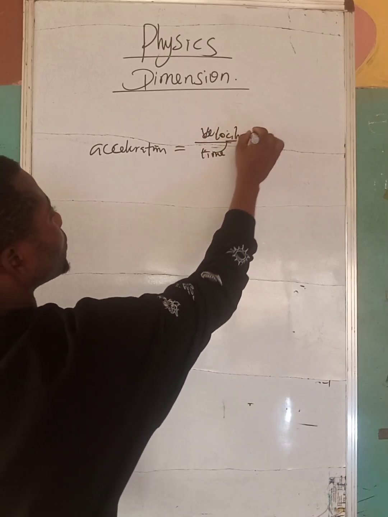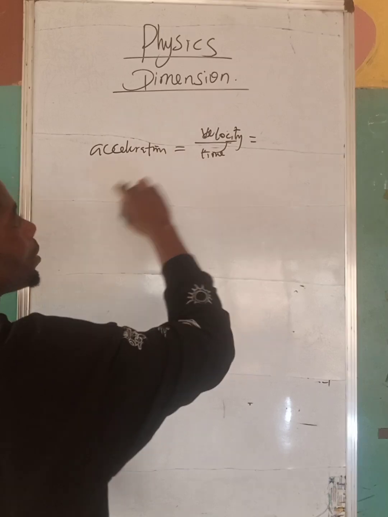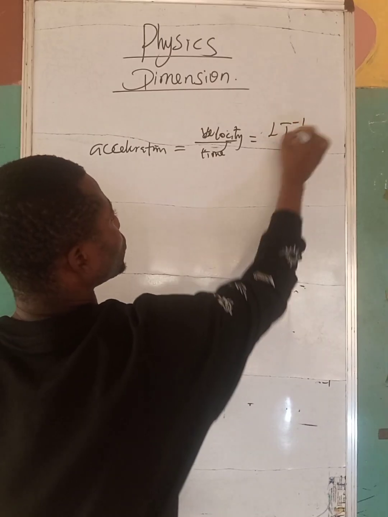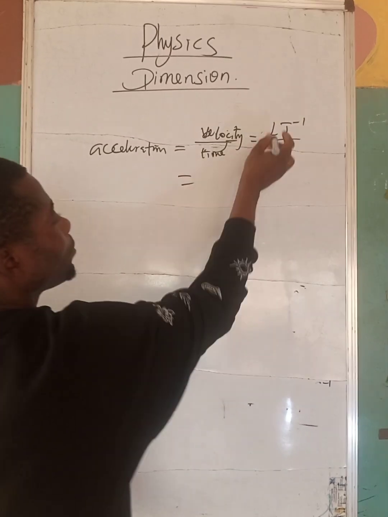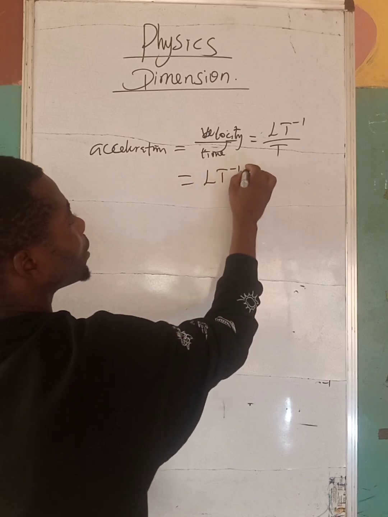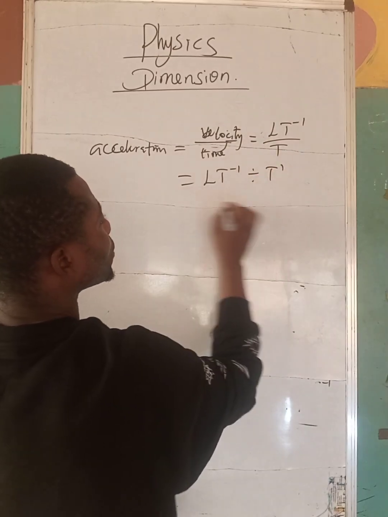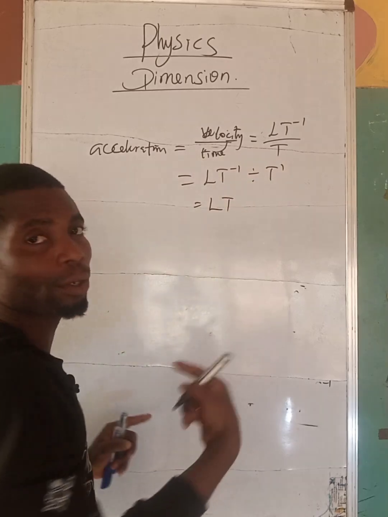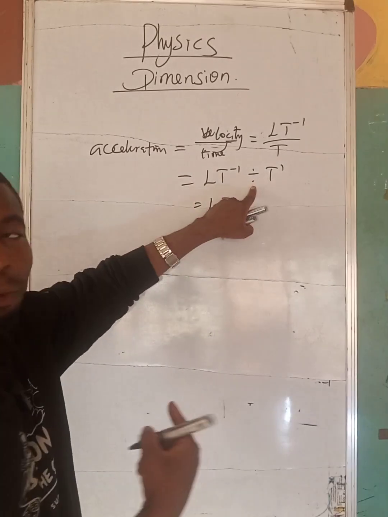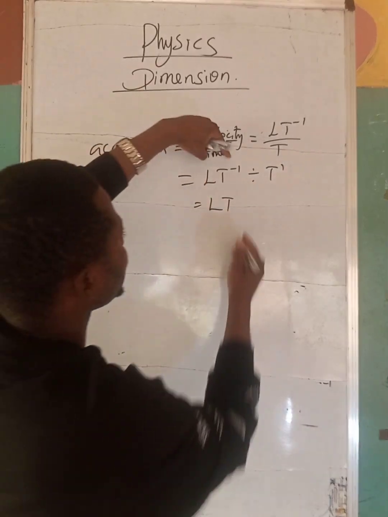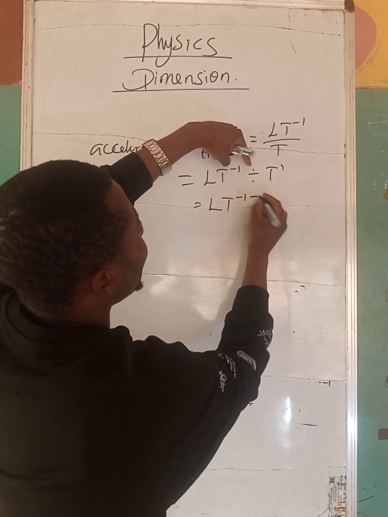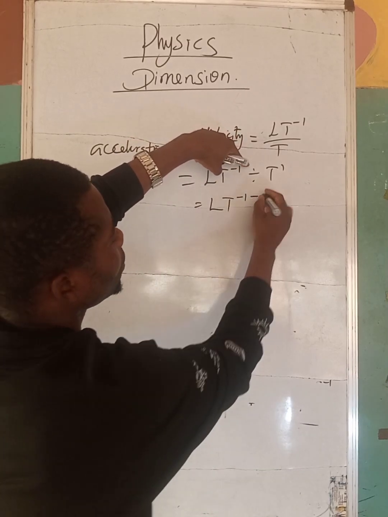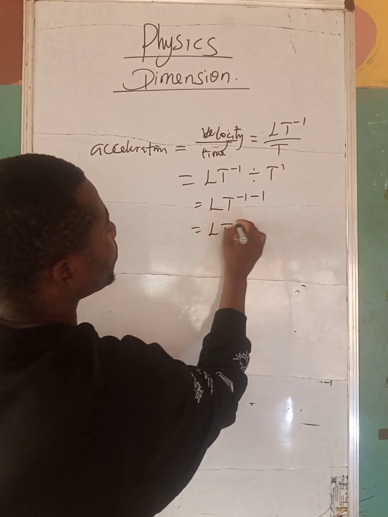Acceleration is velocity divided by time. So what is velocity? Velocity is L T^-1, and this is divided by T^1. If you solve this mathematically, T is common to both. You pick one T according to the law of indices, and division will change to minus. So it's going to be minus 1, then minus 1, and you have L T^-2.